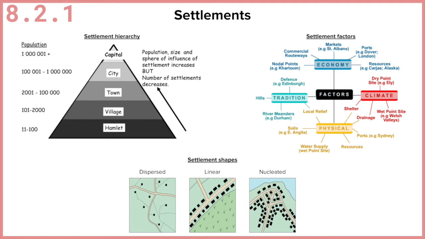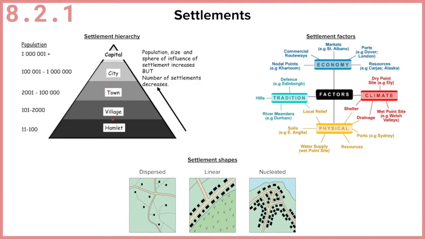Now, the other thing we need to think about in terms of the settlement hierarchy is that the further up our pyramid we go, the fewer of these types of settlements we actually get. Hamlets, there are hundreds and hundreds, probably thousands of hamlets around the UK. But we only have one capital city in the UK. We have one capital for every country of the UK as well. But even if we consider that, there are only 4 capitals in the UK.